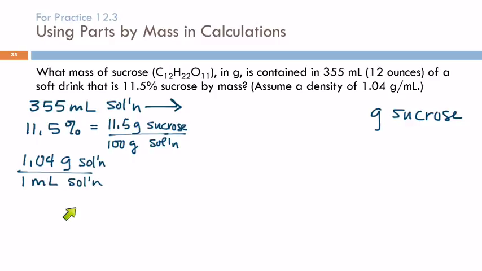So then you do the density. Yeah, this one has milliliters of solution in it, so I could use this to get to grams of solution. So I'm going to go to grams of solution. And then I'm thinking, since this is the only one left, this is probably the next one. Here we've got grams of solution and grams of sucrose. So we can go like that. Okay?